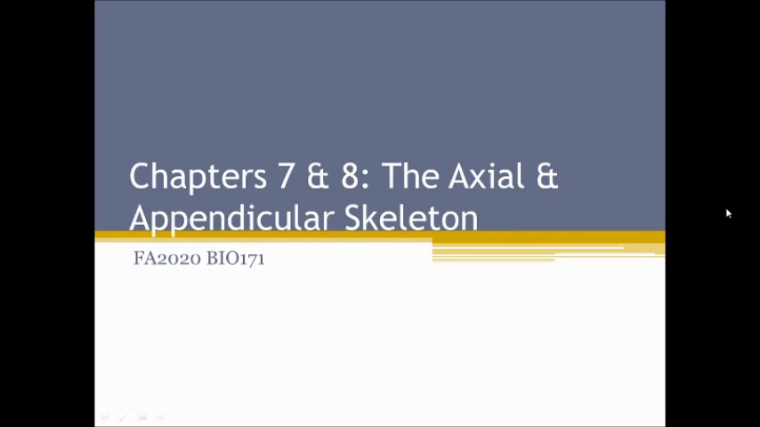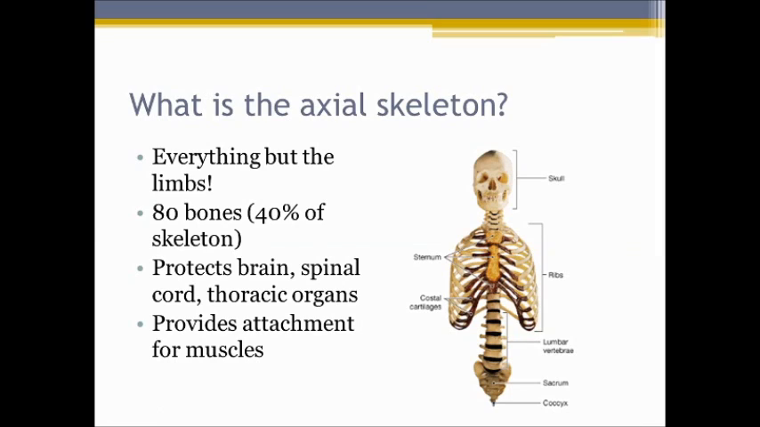So now we're going to go into the axial and appendicular skeleton. What is the axial skeleton? It's everything that's down the middle of your body: your skull, your thoracic cage, and your vertebral column. It has none of the limbs and none of the limb girdles. That would include the shoulder girdle and the pelvic girdle. So no scapula, no clavicles, no hips. Everything down the center is the axial skeleton.